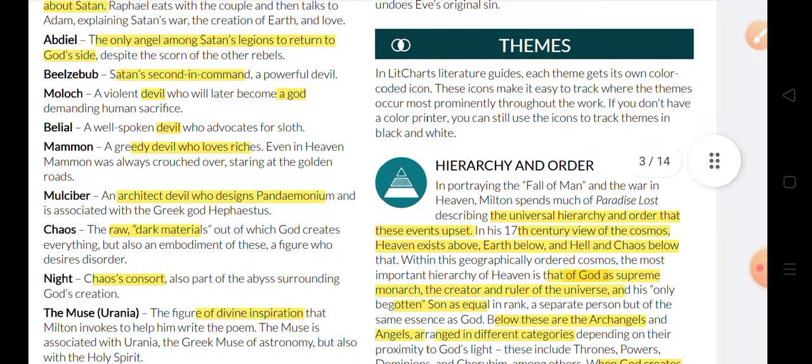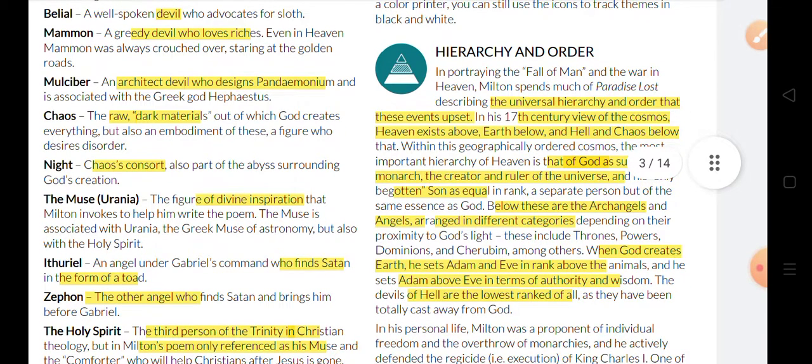And now we'll see the themes. The first theme is hierarchy and order. There is a universal hierarchy and order in which these events take place, and if something upsets that hierarchy set by God.